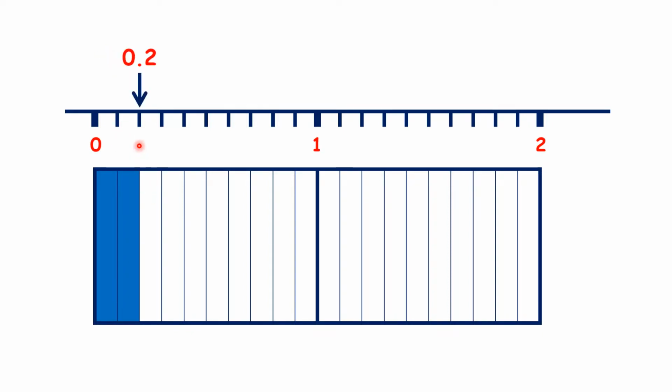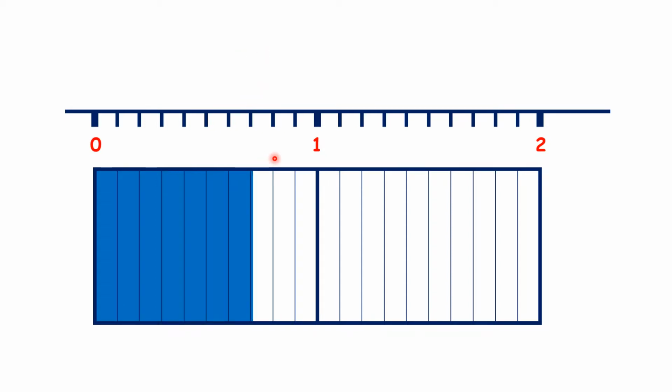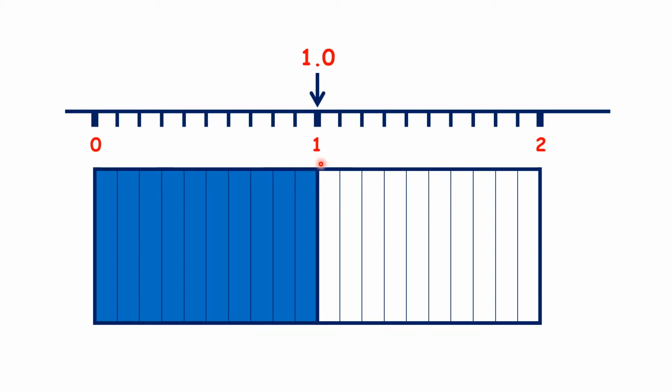2 tenths is 0.2, 0.3, 0.4, 0.5, 0.6, 0.7, 0.8, 0.9, and one whole rectangle, so 1 or 1.0.